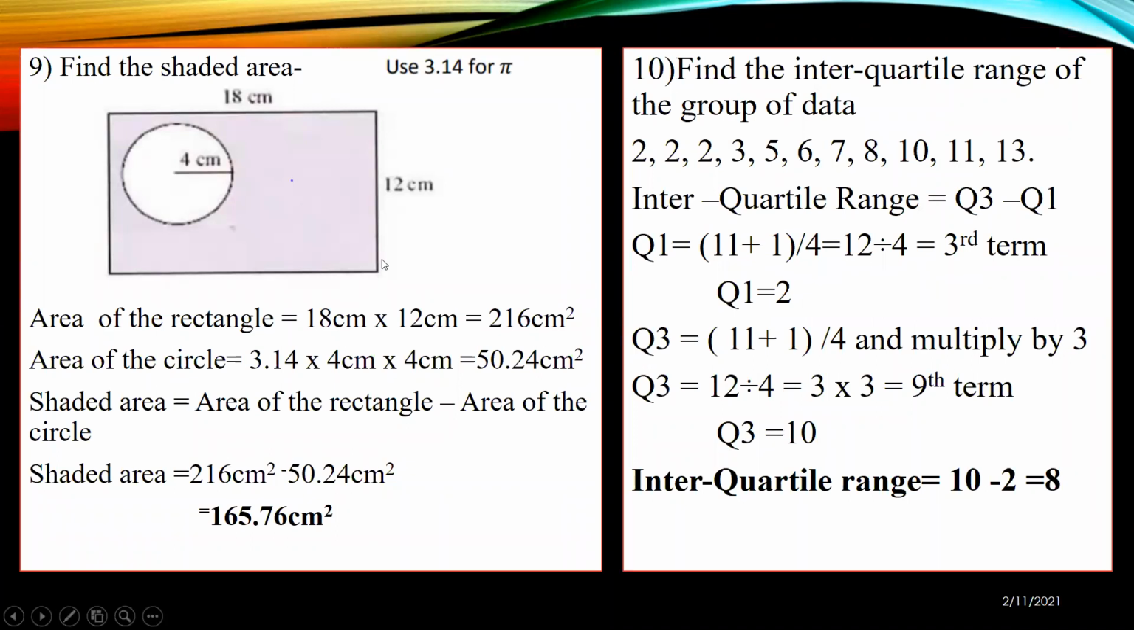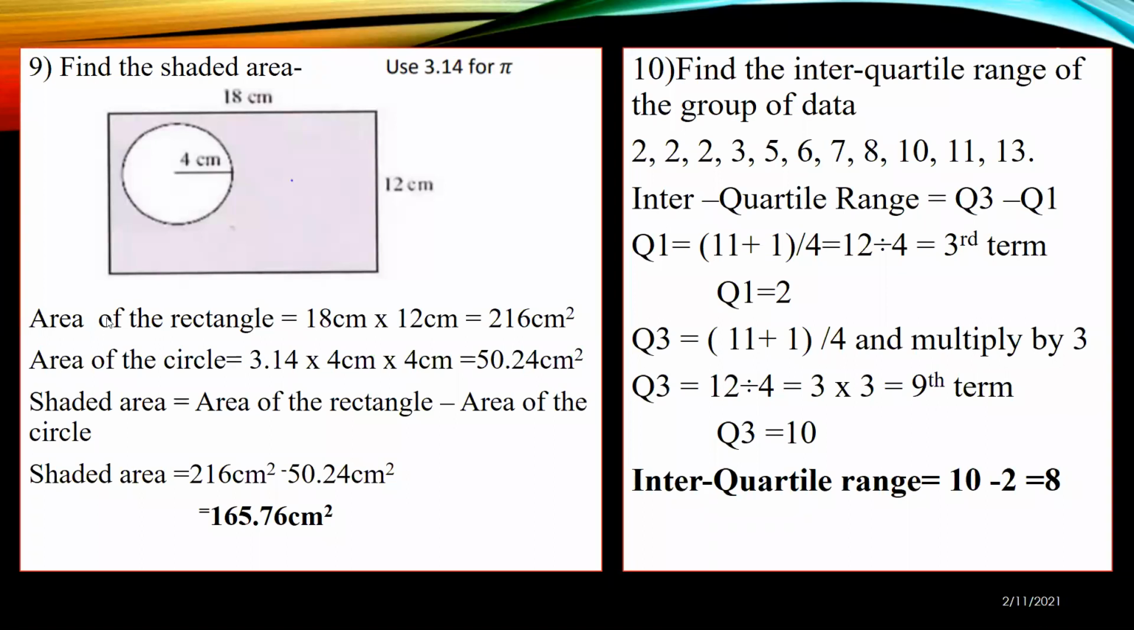The ninth question, find the shaded area. Now we know when you get a question like that, first you have to identify your shape. Now this is your shaded area. That is what you have to find. In this diagram, you can see you have a rectangle and a circle. So when you want to find the shaded area, this is my rectangle. From the rectangle area, you have to take away this circle area. So that is what I'm going to do.